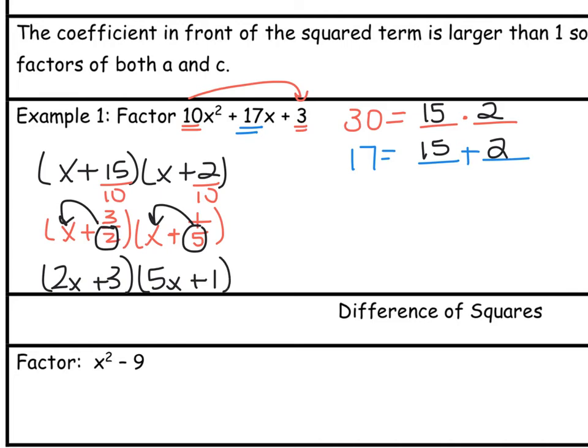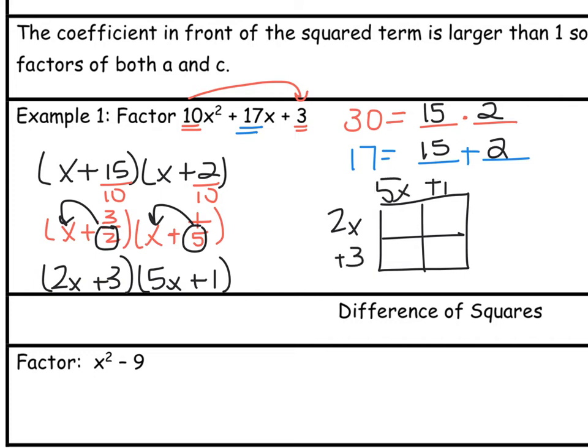Again, we want to check that to make sure we did that right. So 2x plus 3 and 5x plus 1. 2x times 5x is 10x squared, so there's our 10x squared term. 3 times 5x is 15x. 2 times 1 is 2x, so there's our 17x, and 3 times 1 is 3, so it checks out and makes me happy. Go ahead and try example number 2. There is no example number 2, so don't try it at all.